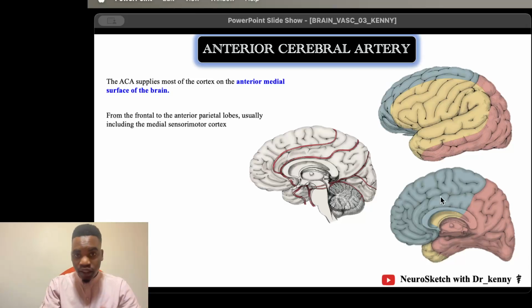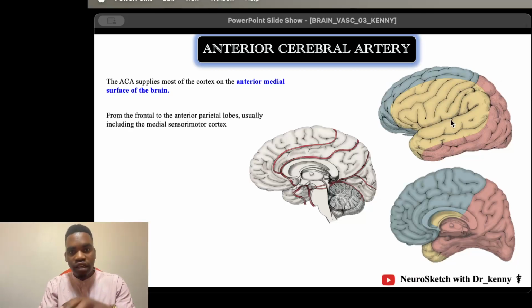But what is the extent on the lateral surfaces? On the lateral surfaces, it supplies only a strip. So this strip is the only thing that will be supplied by the anterior cerebral artery. The rest of the lateral surface will never be supplied by the anterior cerebral artery. It will just supply the upper strip, like a thin line, and that will be supplied by the anterior cerebral artery.